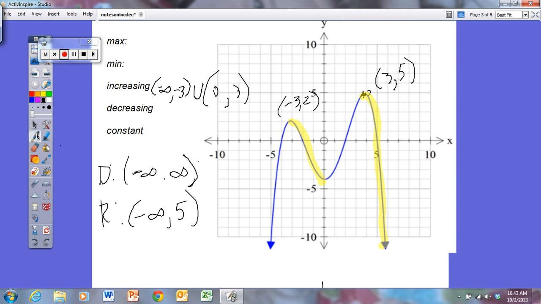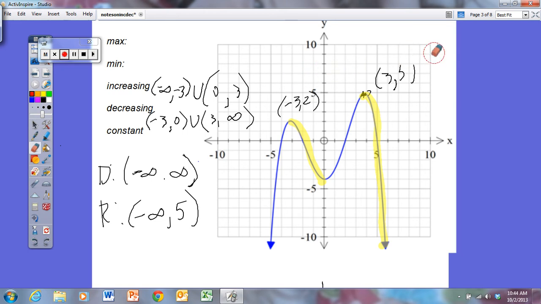So we would say it's decreasing from, and again, our answer is the x's. The question is, on what x values is y getting smaller? So we're going to go from negative 3 to 0, union 3 to infinity. And the graph is never constant. When a graph is constant, it looks like this, a straight line, straight across. So this graph is never constant.